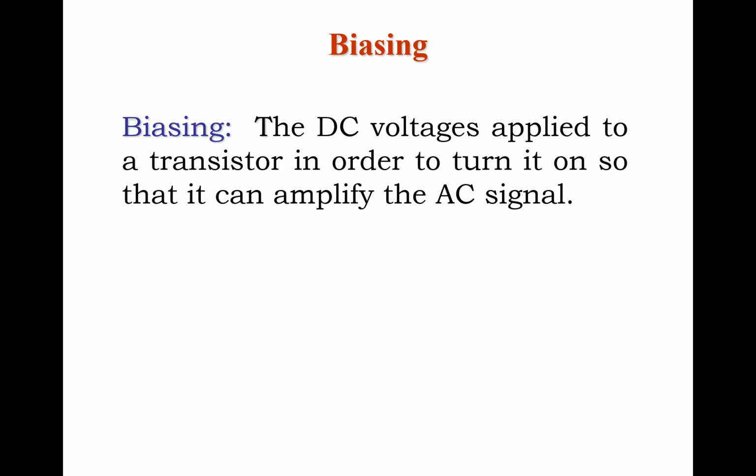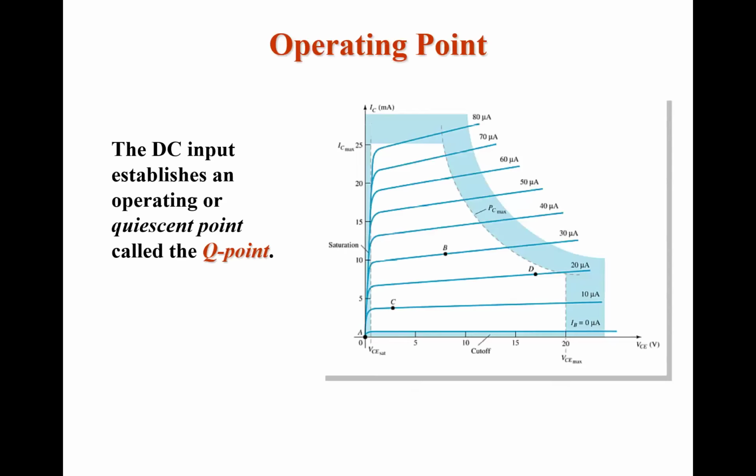First of all, I would like to see what is meant by biasing. Biasing is nothing but applying an external voltage to the circuit to make the device go into the active state. The DC voltage is applied to a transistor in order to turn it on so that it can amplify the AC signal.